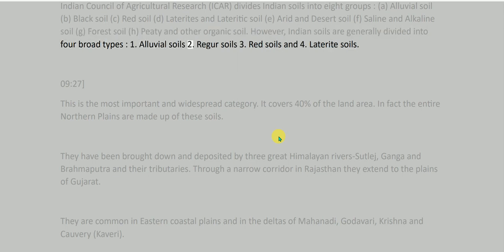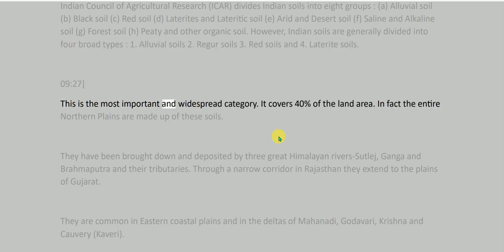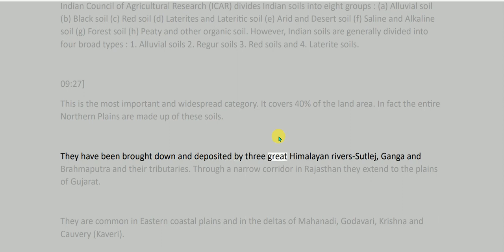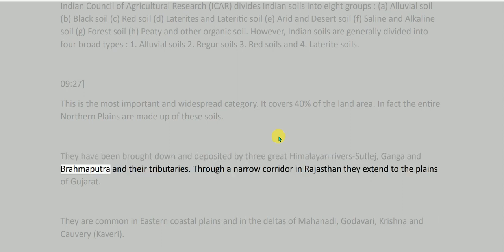Alluvial soils, Regur soils, Red soils and Laterite soils. Alluvial soils are the most important and widespread category. They cover 40% of the land area. In fact, the entire northern plains are made up of these soils. They have been brought down and deposited by three great Himalayan rivers, Satluj, Ganga and Brahmaputra, and their tributaries.